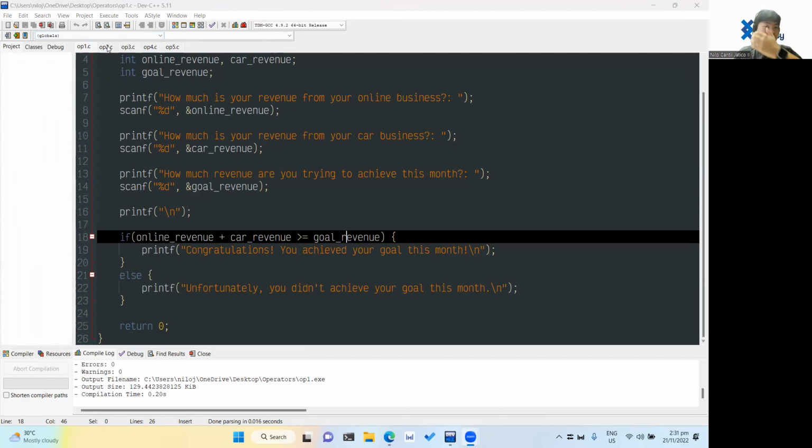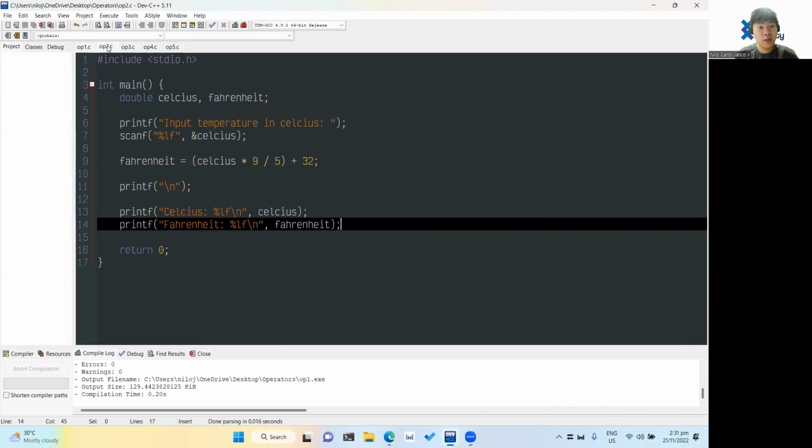Sometimes you'll have to convert an equation or a formula into C. An example would be the conversion of degrees or temperature from Celsius, Fahrenheit, and so on. But in this case, I chose to convert Celsius into Fahrenheit. So as you can see here, the formula in order for you to get Fahrenheit from Celsius, you'll have to multiply it by 9, then divide it by 5, and then you have to add 32.